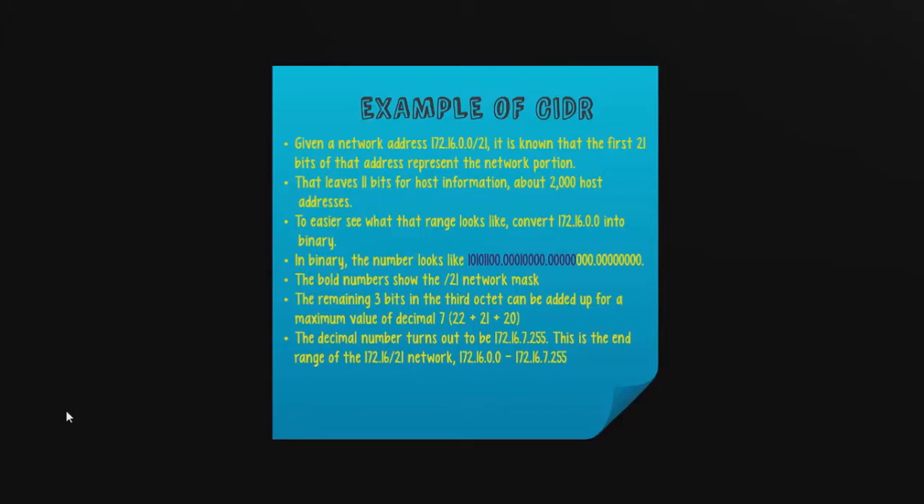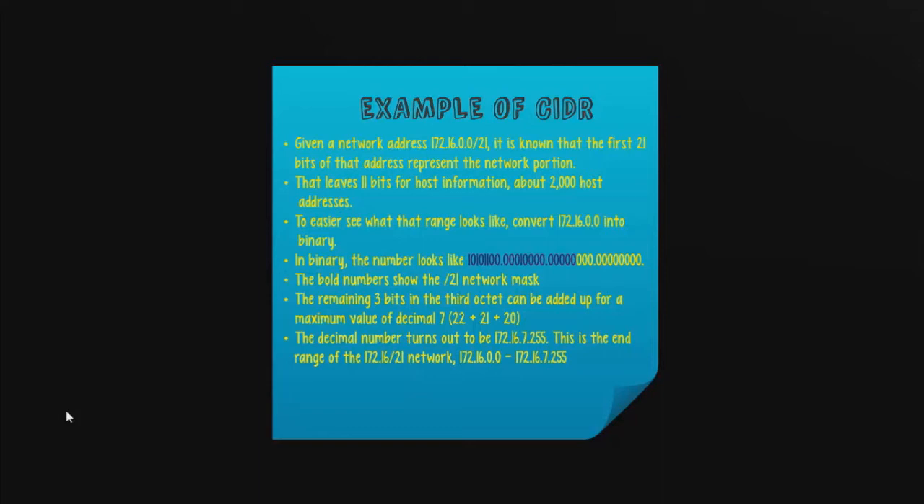Let me show you an example of CIDR. Given a network address 172.16.0.0/21, it is known that the first 21 bits of that address represent the network portion. That leaves 11 bits for host information, about 2,000 host addresses.